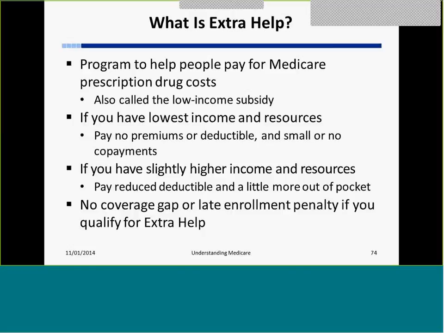Okay. So it's based to help people pay for their prescription drug costs. And if you have the lowest income, you will pay no premiums or deductibles and small or no co-payments on your Part D drug costs. With slightly higher income, you might have others, and of course it can eliminate the coverage gap or a late enrollment penalty for Part D if someone qualifies for extra help.